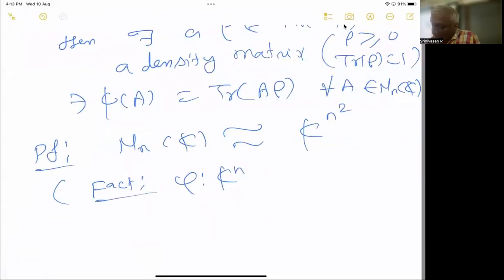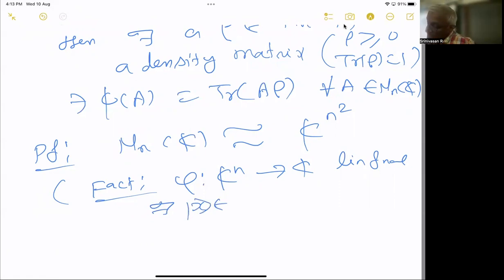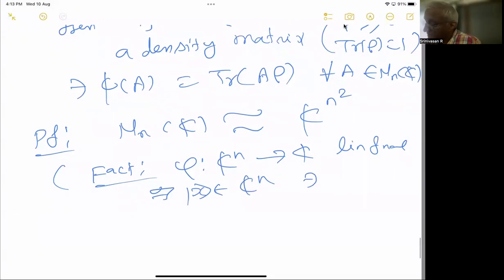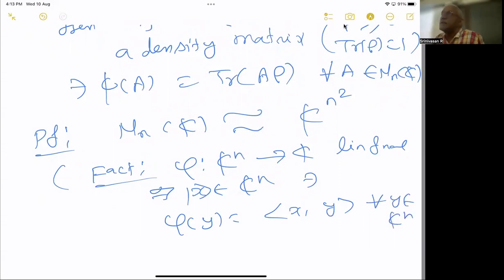So the fact is, if you have a phi from Cn to C, a linear functional, then there exists an x in Cn, such that I may write like this in Dirac notation, or just write x. Both are the same. Such that phi of any y is given by the inner product of x and y, for all y. This is a fact. This is what is called Riesz's lemma.